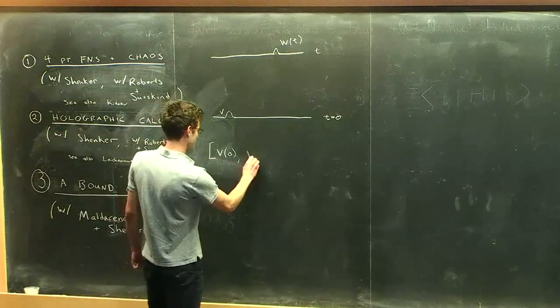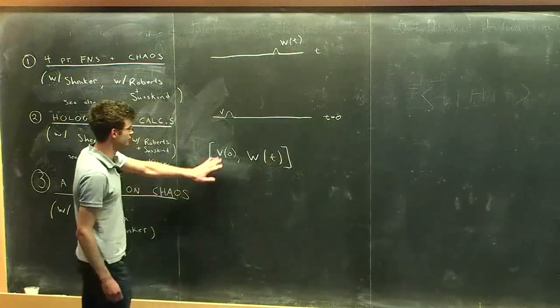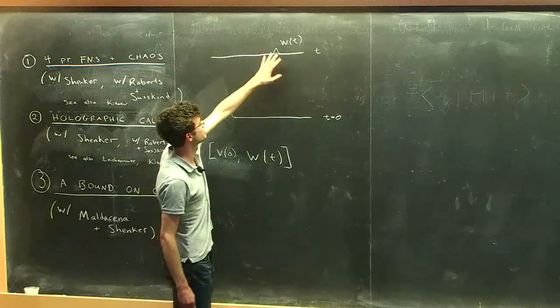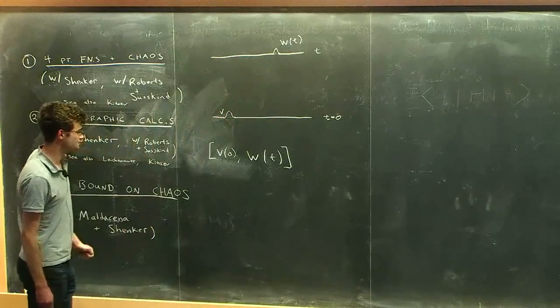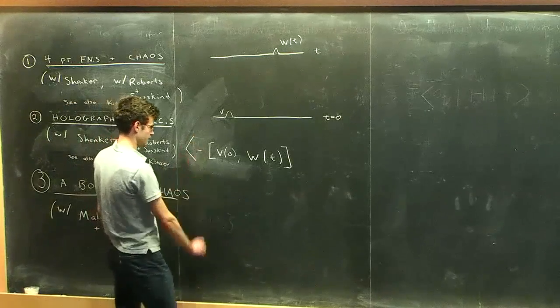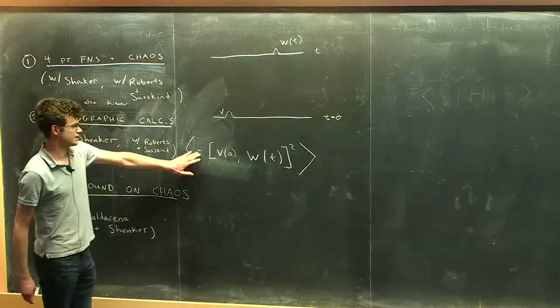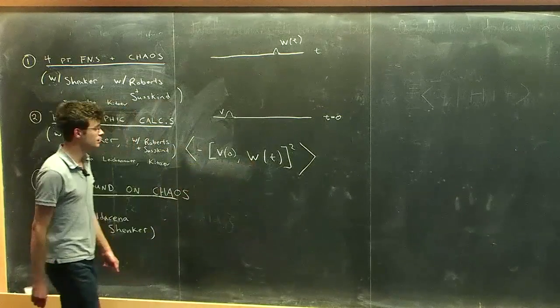So this effect can be quantified by looking at the commutator between the operator V of 0 and W of t. What we're saying here is that the perturbation by W of t interfered with a possible measurement of V of 0. A useful measure of the strength of this operator is to take the thermal expectation value of its square, with a minus sign here to make it positive. Here I'm assuming V and W are Hermitian operators.